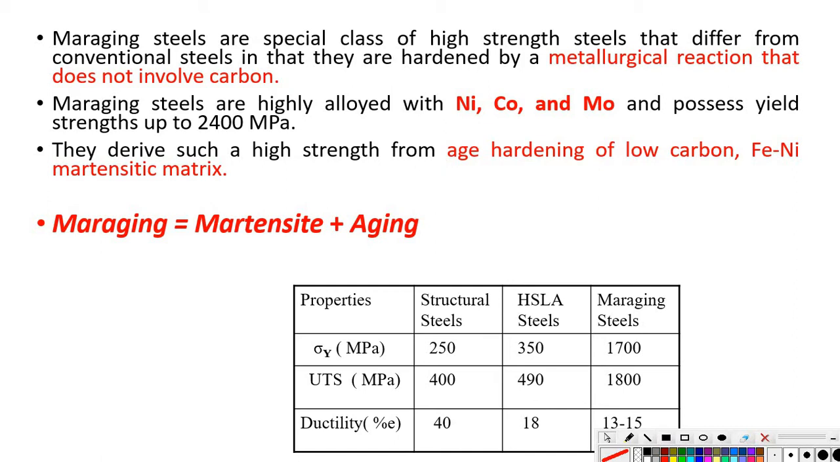So we cannot use this maraging steel for ordinary applications, but we can use it for high-end applications like the aerospace field, or to make high-end toolings, etc. So the final product will be very expensive. That is the main problem of maraging steel.